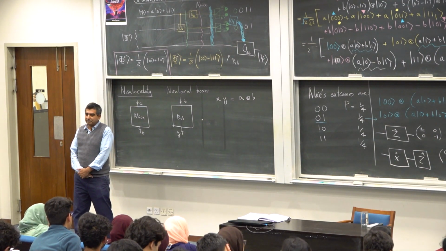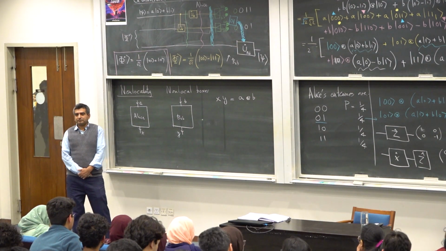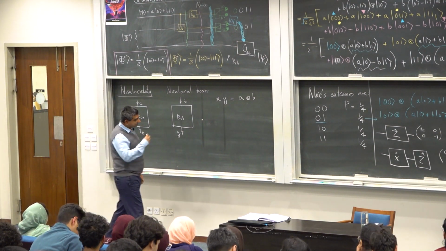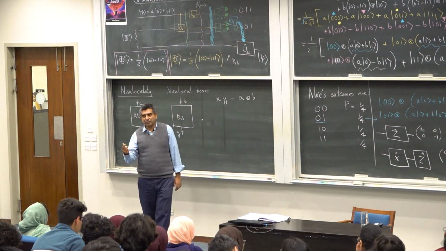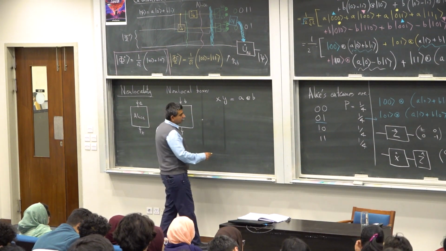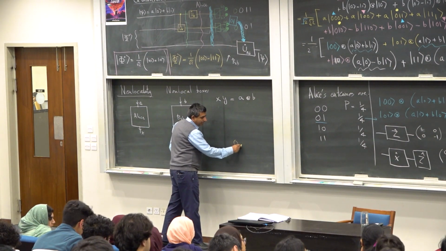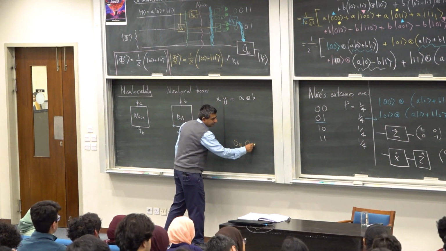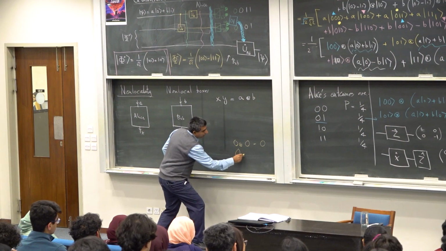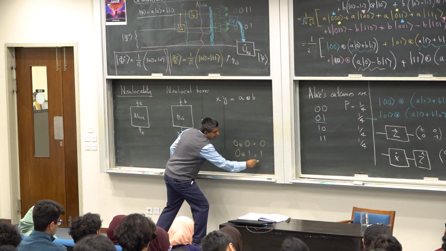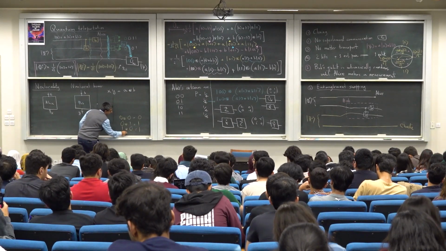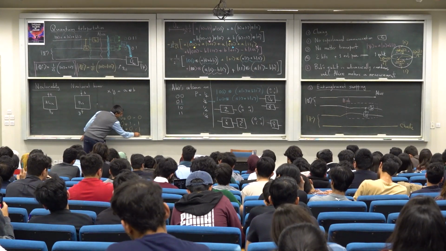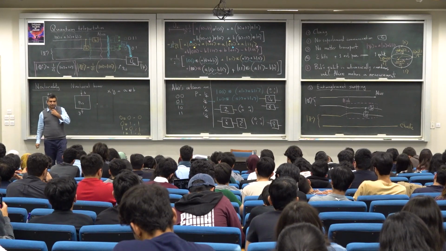All right. Now let me, on the sidelines, remind you what an exclusive OR is. An exclusive OR of 0 with itself is 0. Exclusive OR of 0 with 1 is 1. 1 with 0 is 1. And 1 with 1 is 0. That's how we define an exclusive OR.